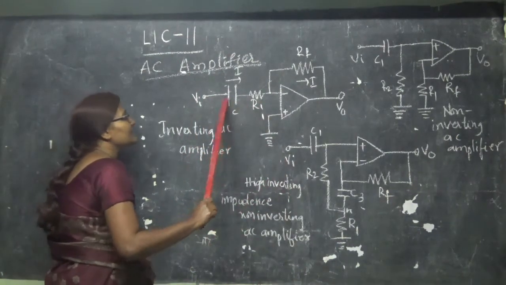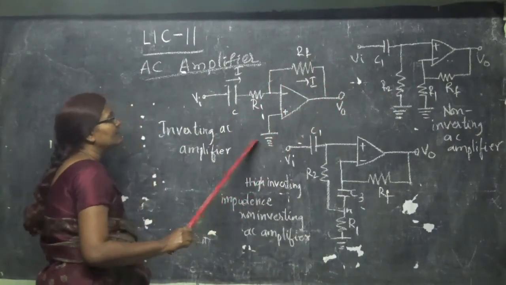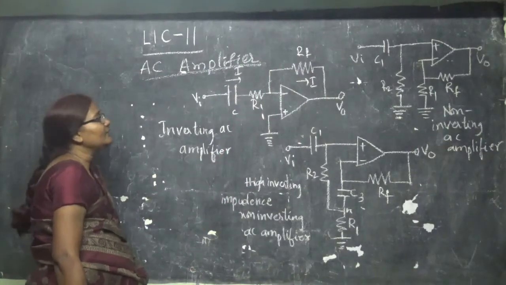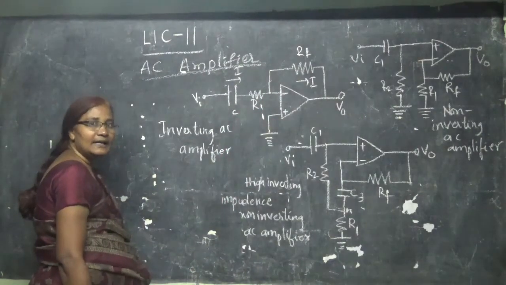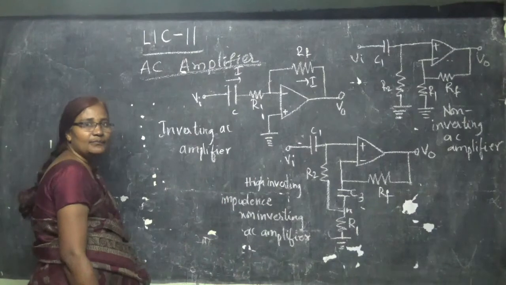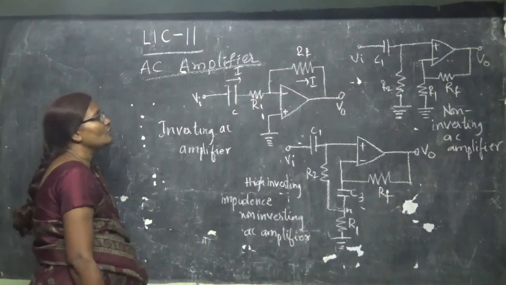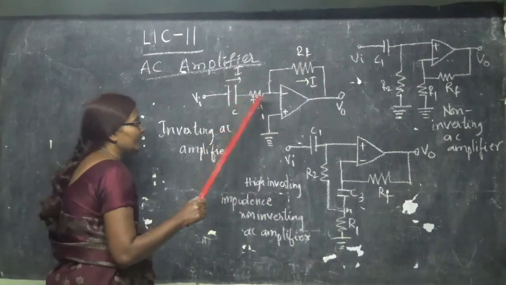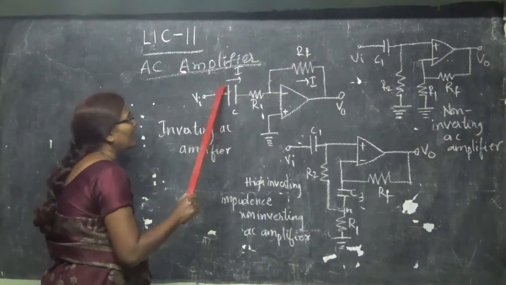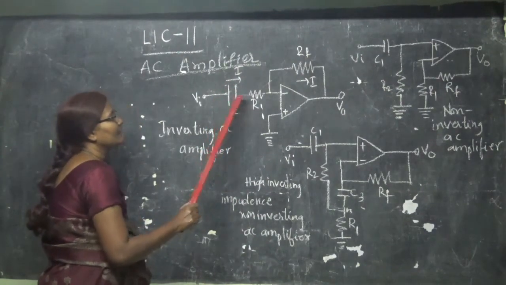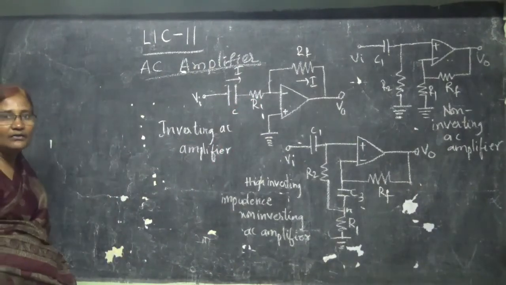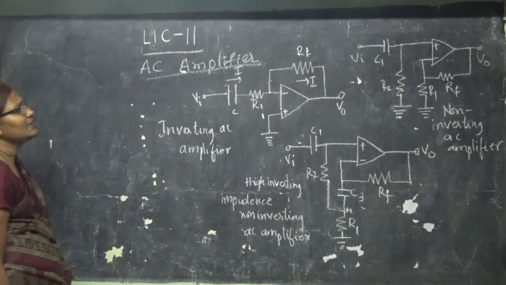So the circuit which is dealing with AC only is called an AC amplifier. And we know that a capacitor will block DC. So what do I have to do? I have to take either a non-inverting or inverting op amp, and I have to place a capacitor in front of R1.